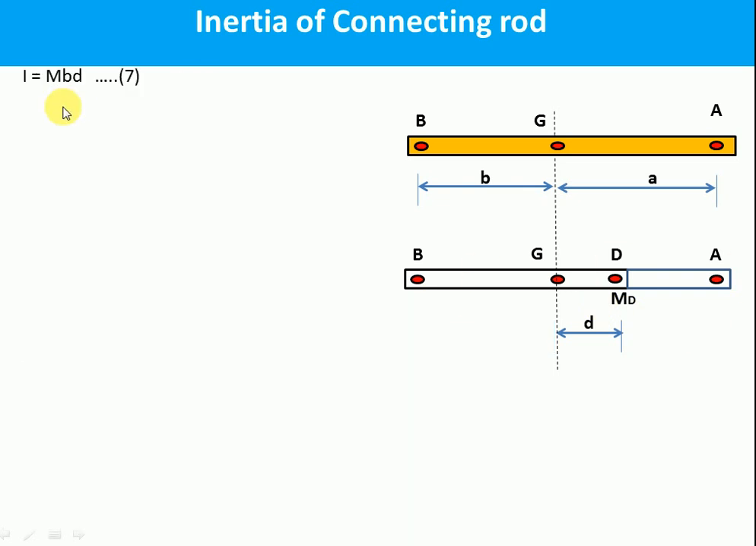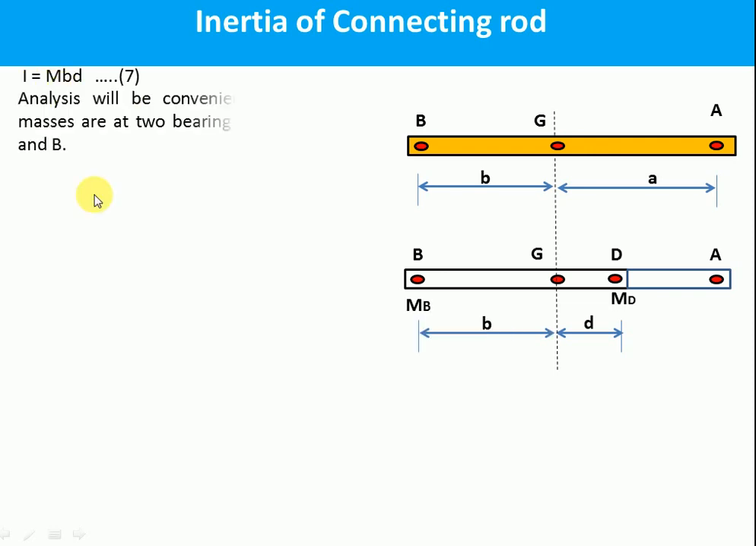From the last equation we have derived I equals to MBD. Now, as I just said, analysis will be convenient if two point masses are at two bearing ends, that is at A and B. So let mass at A be MA and mass at B be MB, and the distance between A and G is, say, small a.